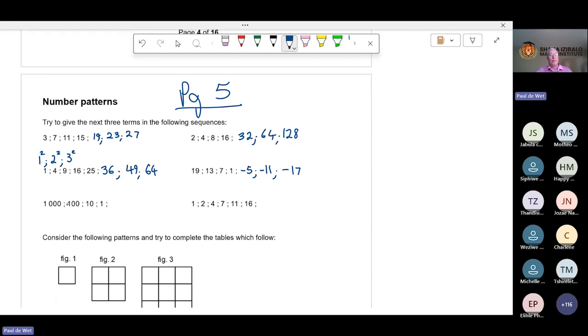What about this one? We're going from 1,000 to 100 to 10 to 1. What are we doing here? Well done. We're dividing by 10. Well done, John. And also Ogushe. So if we divide 1 by 10, we get a 10th. If we divide that by 10, we get 100th. And if we divide that by 10, we get 1,000th.